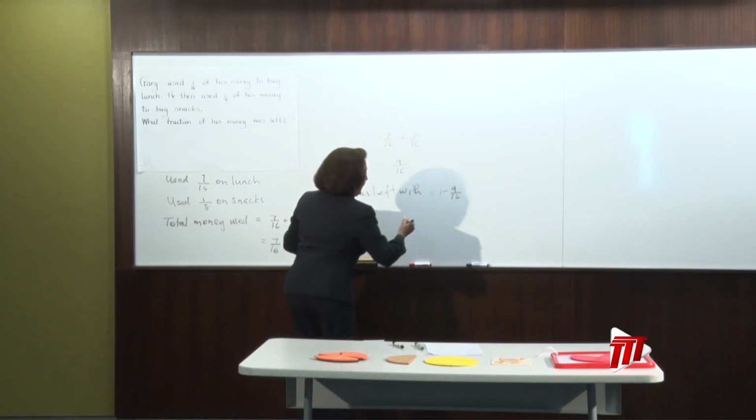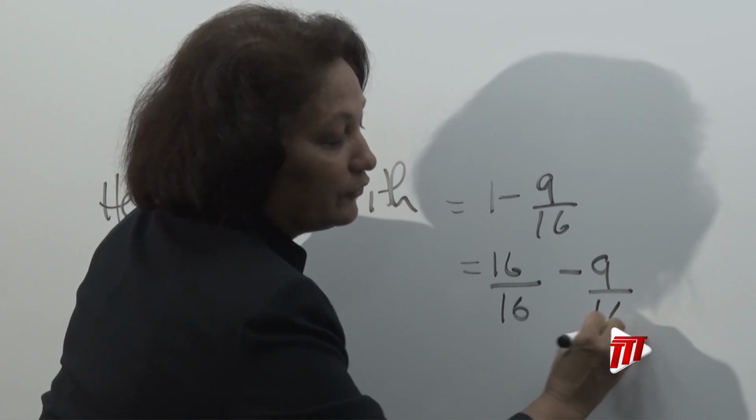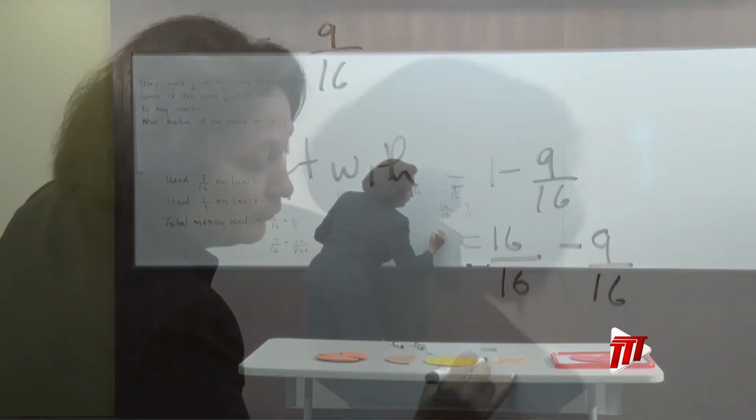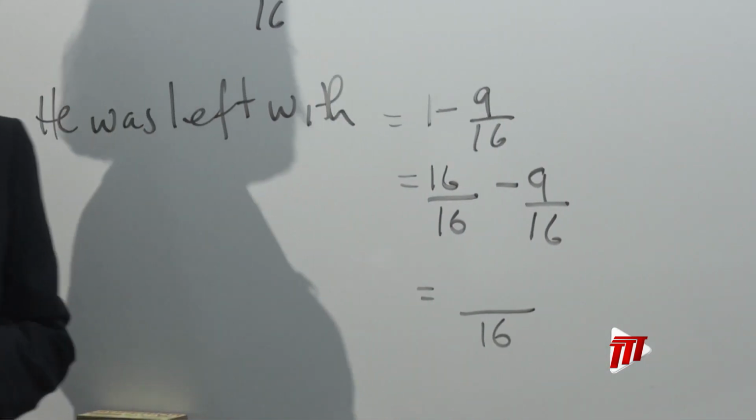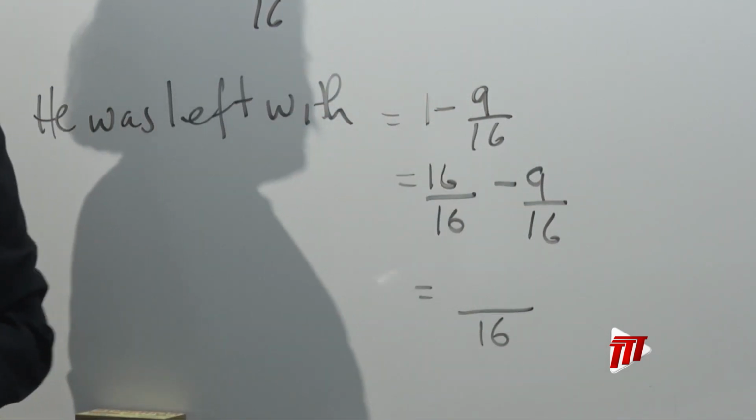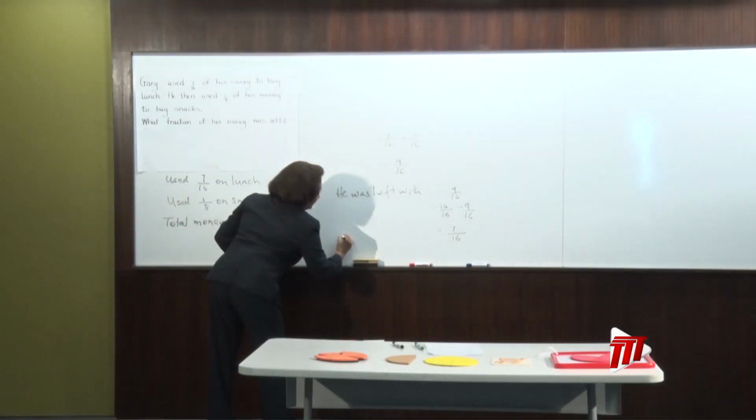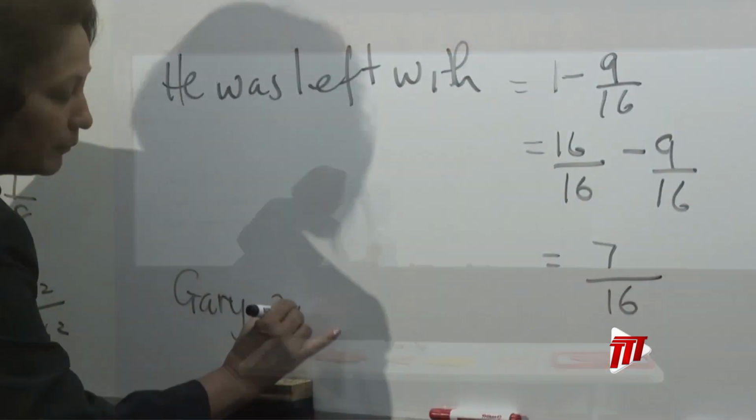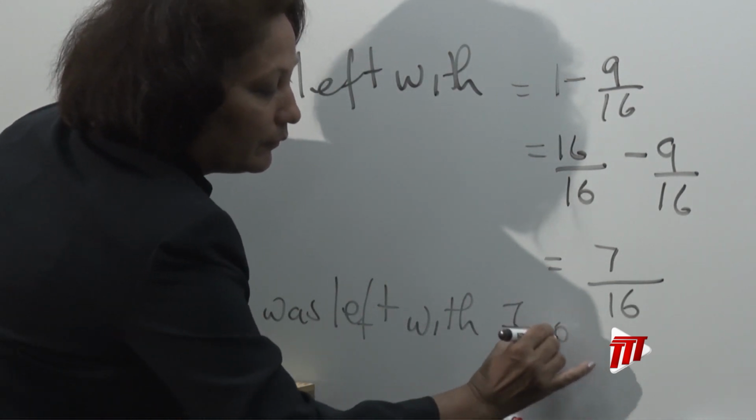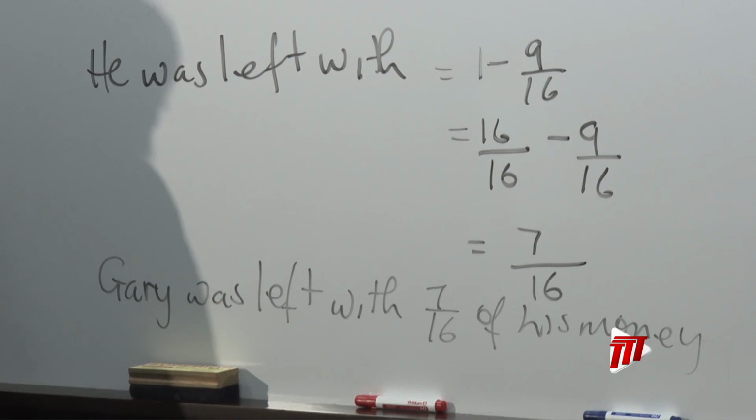Very well. So I would have 16/16 minus 9/16. The denominators are the same, which is what we want. So your answer would be some number of 16ths. So your numerator, therefore, would be the difference between these two. 16 minus 9 would give me 7/16. So Gary was left with 7/16 of his money. All right?